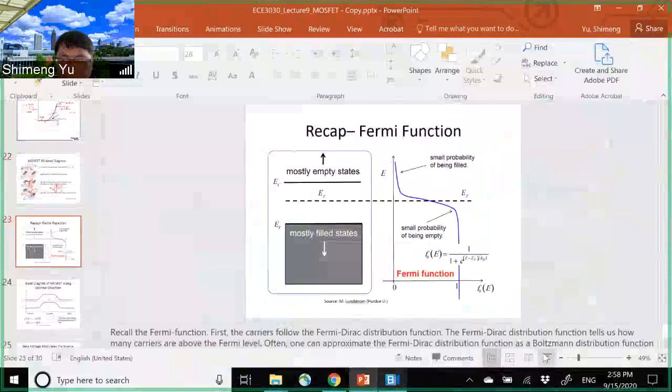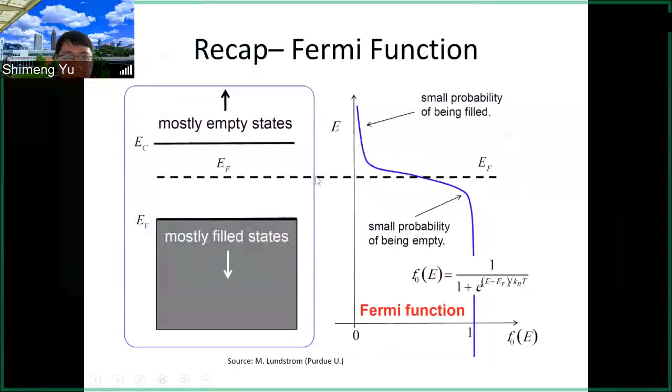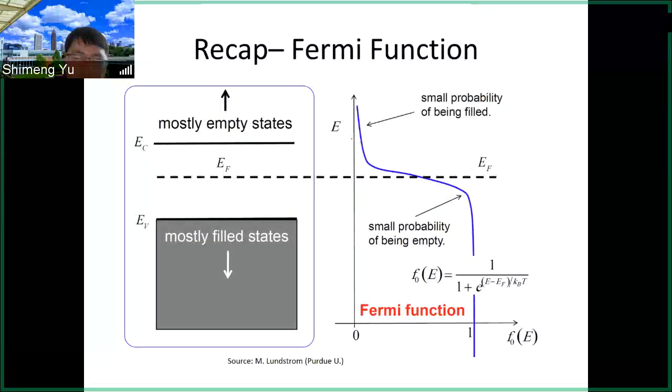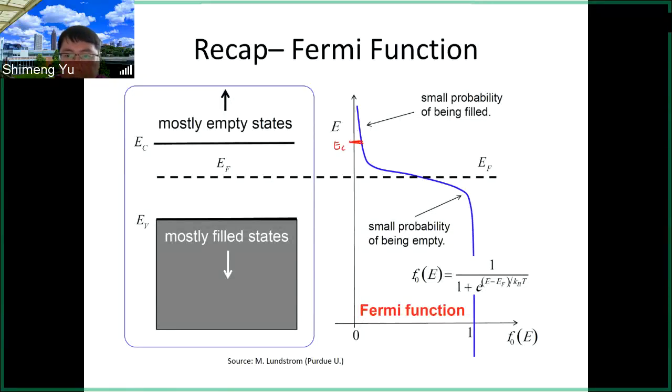So let's have a recap on the Fermi function. We discussed that the Fermi function will have the EF Fermi level, and then the Fermi level is typically within the band gap. But here in the conduction band edge, EC and above, we have a small probability of electrons being filled, or electrons can occupy those energy levels. But the probability, like a Boltzmann approximation, is an exponential decay function here.